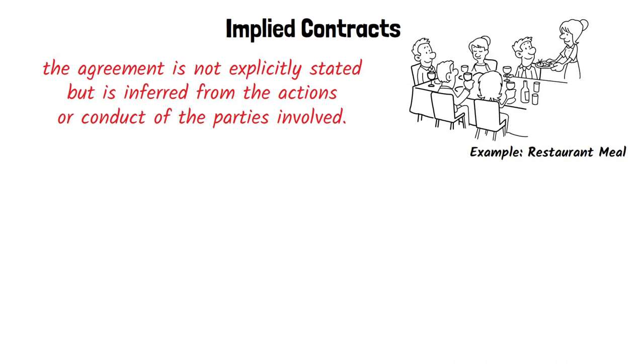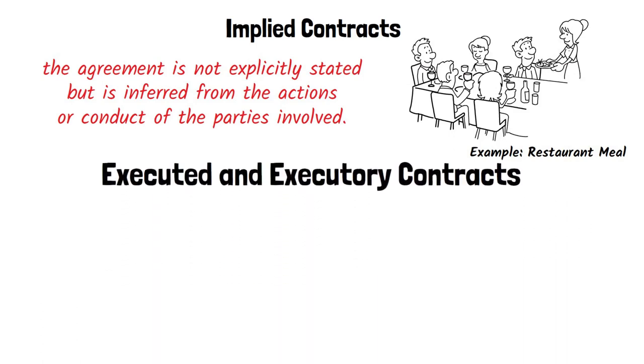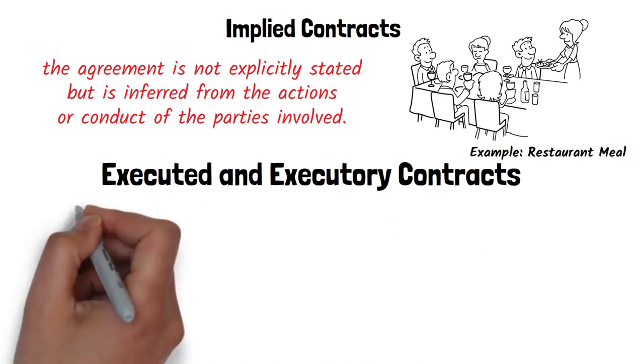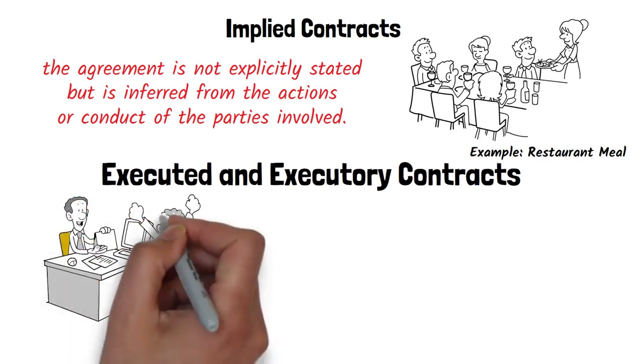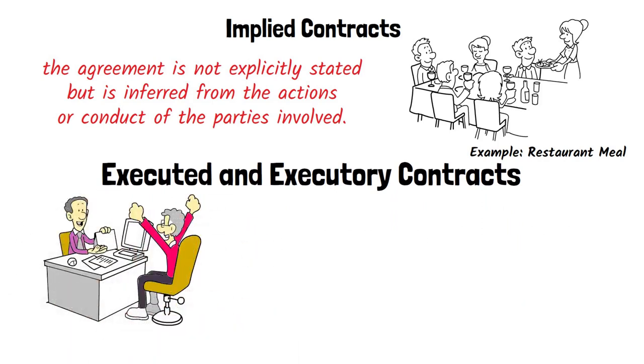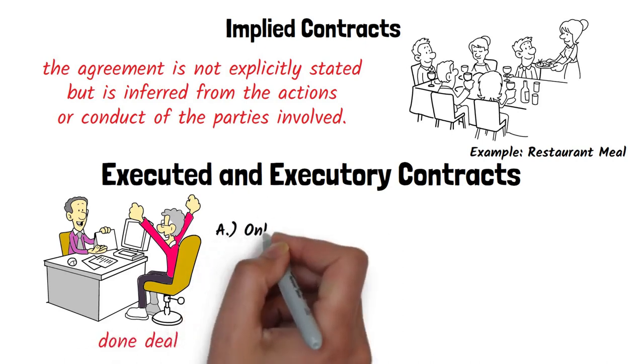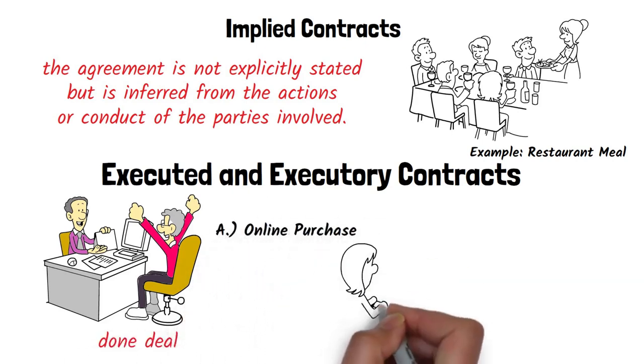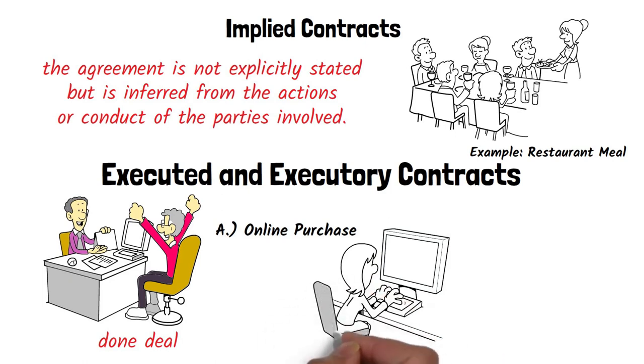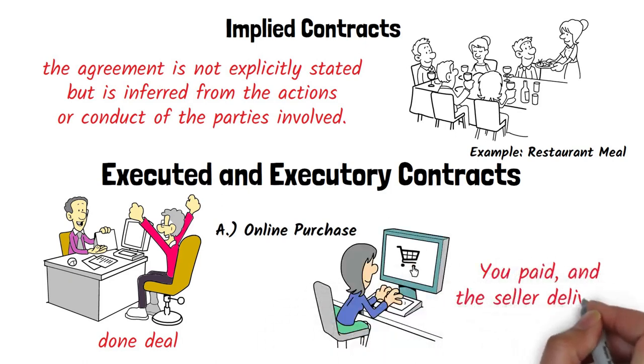Lastly, let's discuss executed and executory contracts. An executed contract is one in which both parties have fulfilled their obligations. It's a done deal, like an online purchase. When you buy something online and receive the product, it's an executed contract. You paid, and the seller delivered.